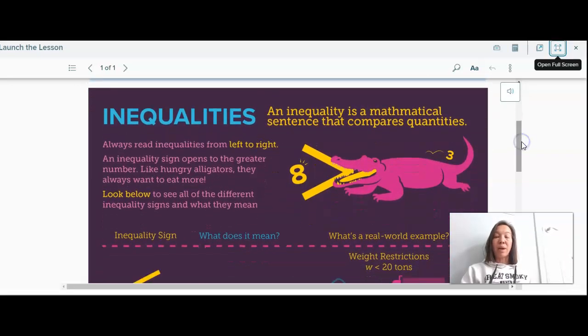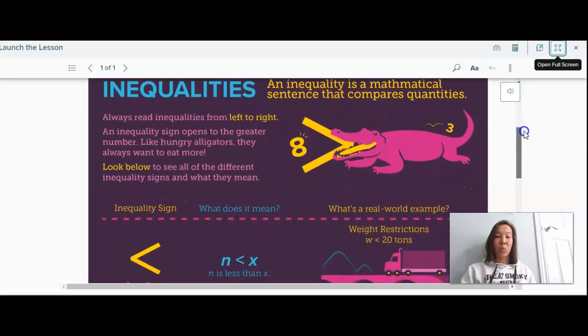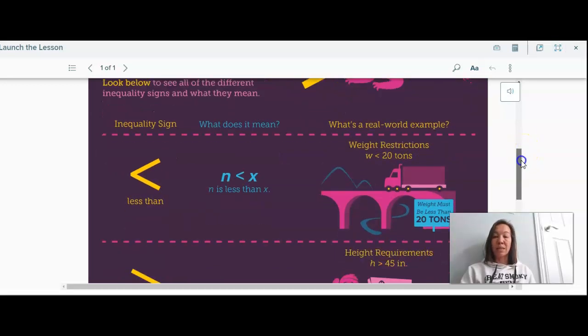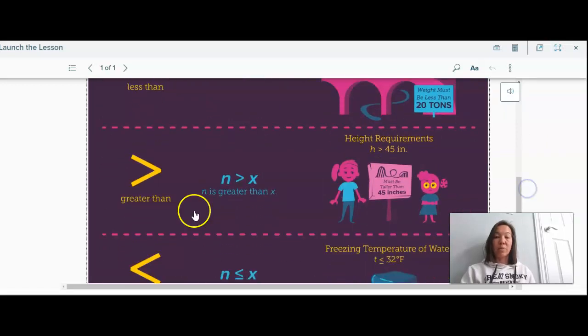An inequality is a mathematical sentence that compares quantities. We always read them from left to right. The inequality sign opens to the greater number, just like hungry alligators, they always want to eat more. So now here are the different symbols. We have less than, so we would say n is less than x. Some examples: the weight must be less than 20 tons. Height requirements, greater than, n is greater than x: your height must be greater than 45 inches to ride certain rides.